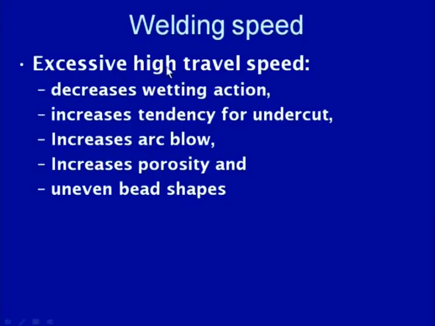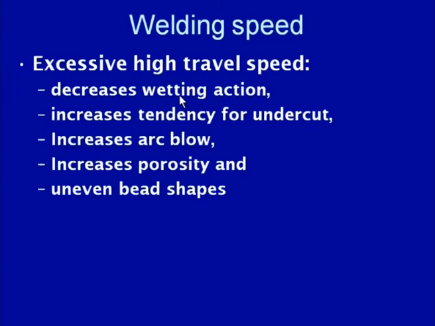Now we will see some other effects of using an unfavorable welding speed. The use of excessively high travel speed can lead to a decrease in the wetting action. We know that the wetting action depends upon the fluidity of the molten weld metal, which in turn is governed by the viscosity and surface tension.